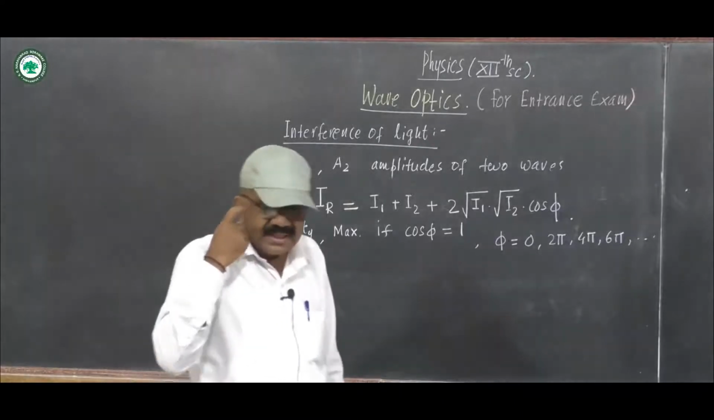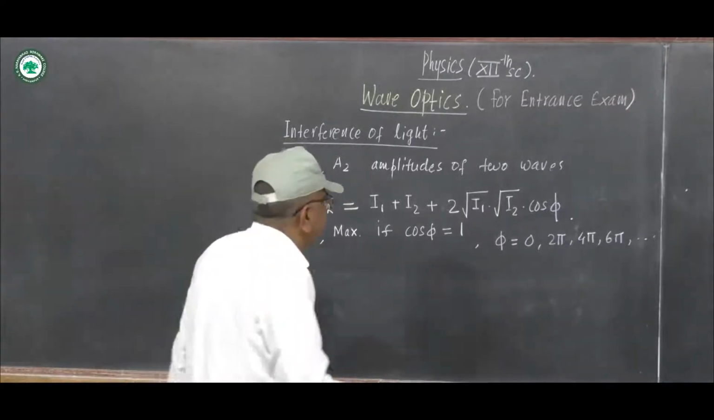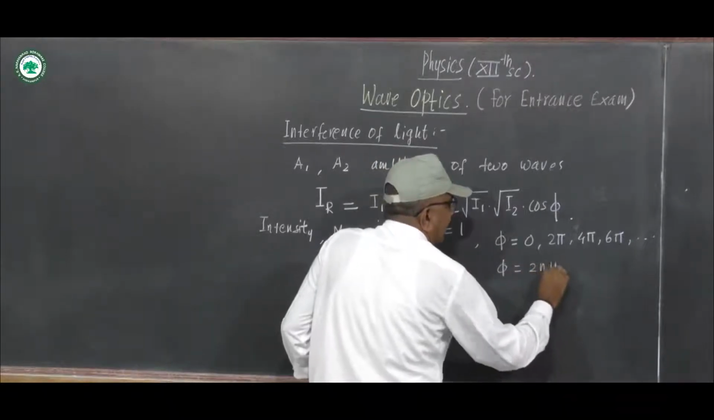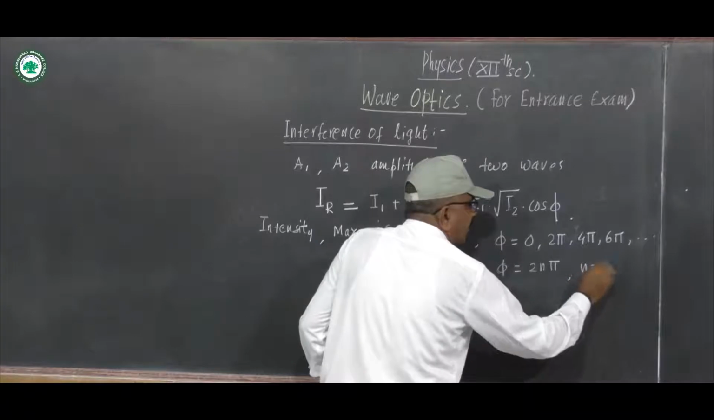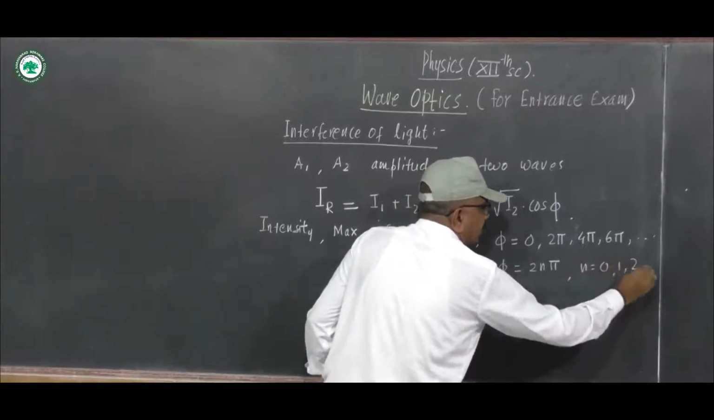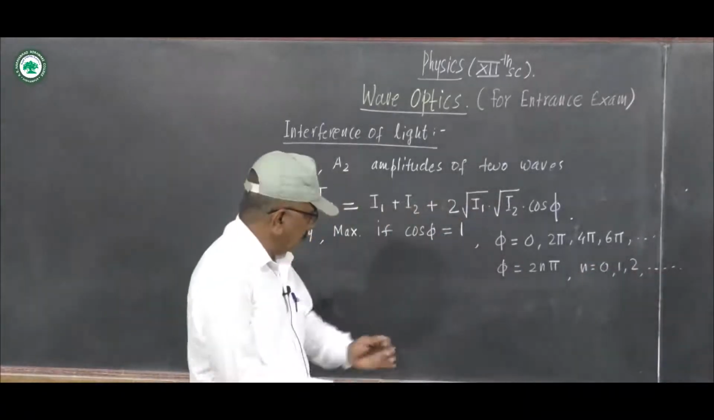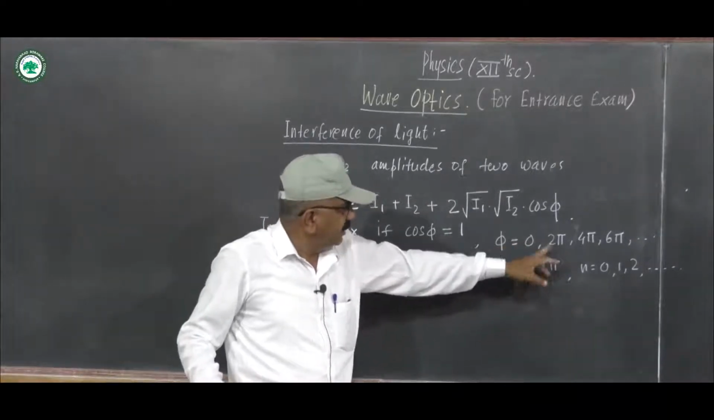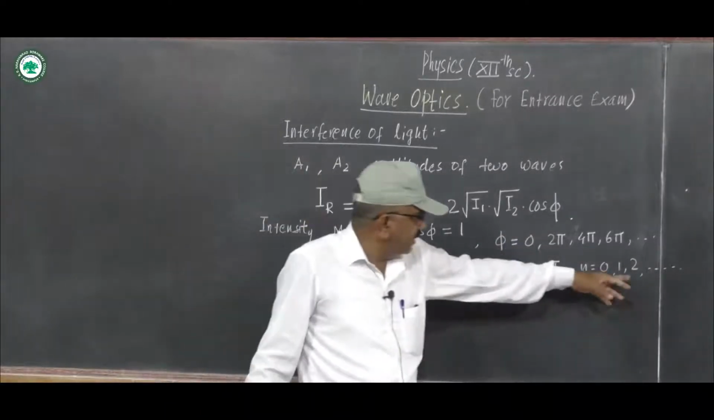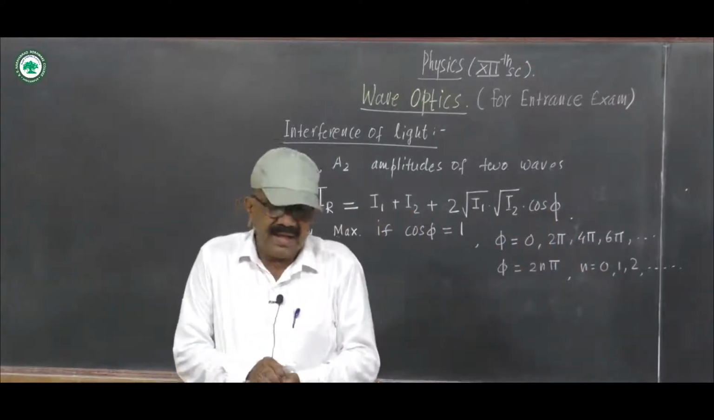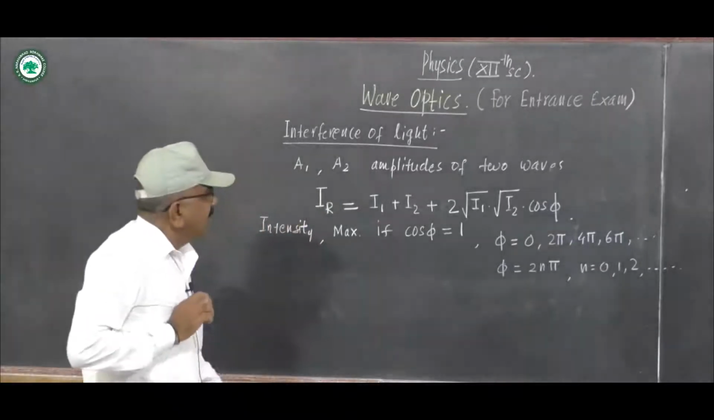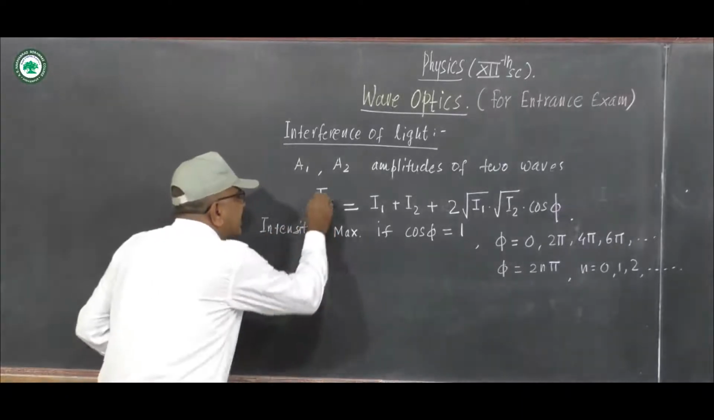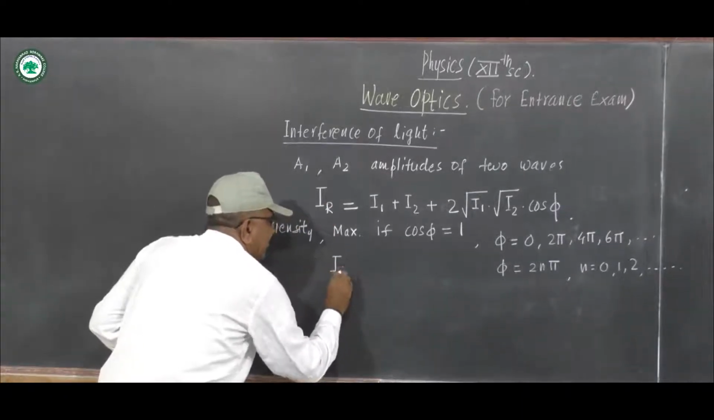We write it as phi is 2n pi, where n starts from 0, 1, 2 and so on. If n is 0, we get phi as 0. If n is 1, we get phi as 2 pi. If n is 2, phi as 4 pi, and so on. Hence, if we apply this condition, we get IR, the maximum intensity, that is I max.